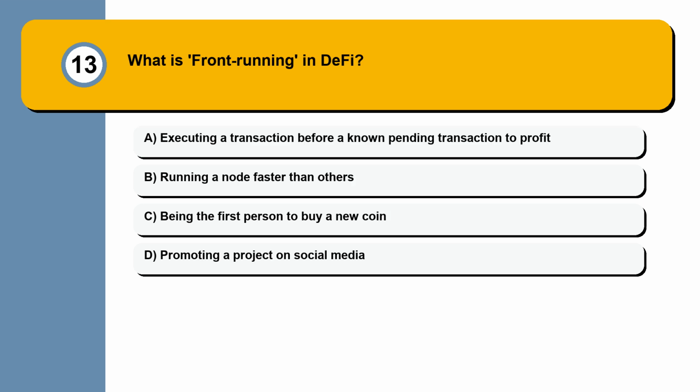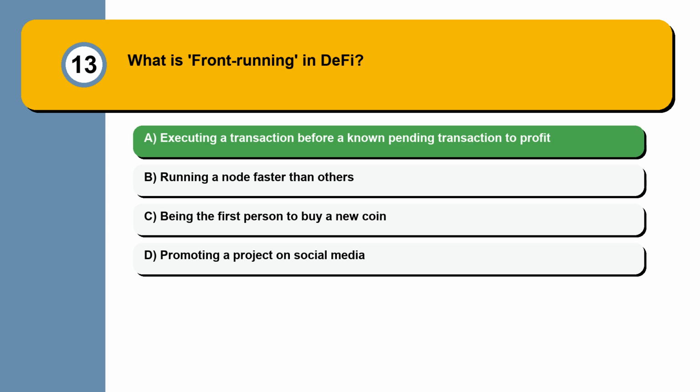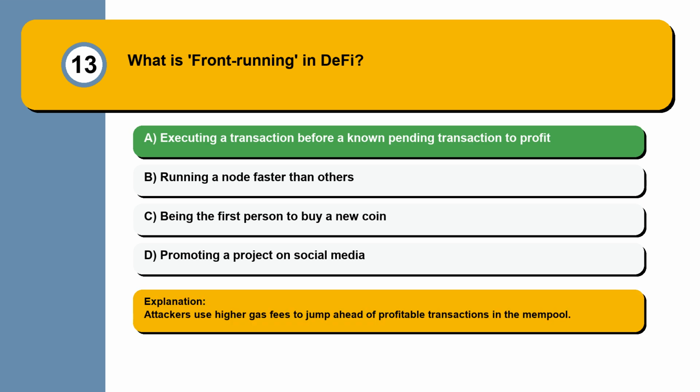Question 13. What is front-running in DeFi? Executing a transaction before a known pending transaction to profit. Running a node faster than others. Being the first person to buy a new coin. Promoting a project on social media. Attackers use higher gas fees to jump ahead of profitable transactions in the mempool.